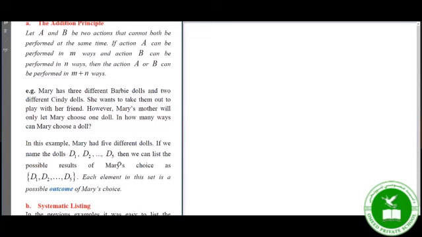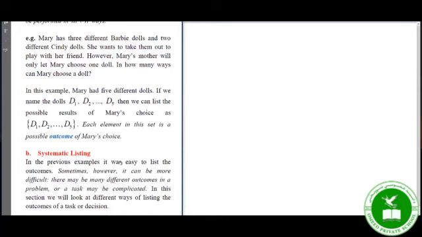And each choice, each element for this choice, is called what? Outcome. If I call each choice D1, D2, D3, D4, D5, then each element of this set, as I wrote it as a set, is an outcome. This is one way of the principle.